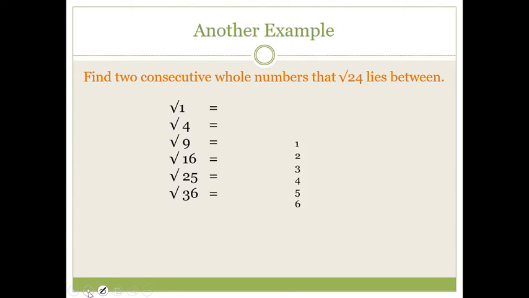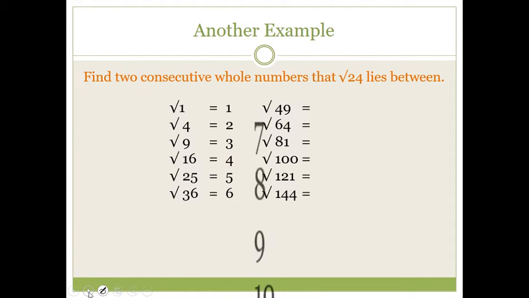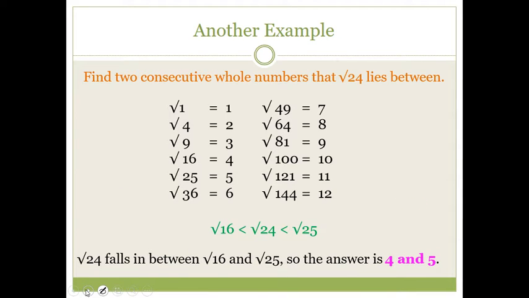Right, so if I want to find two consecutive whole numbers that the square root of 24 lies between, I'm looking at my list of perfect squares here. And I notice that the square root of 24 lies between the square root of 16 and the square root of 25. That means this answer is somewhere in between 4 and 5, because the square root of 16 is 4, and the square root of 25 is 5.